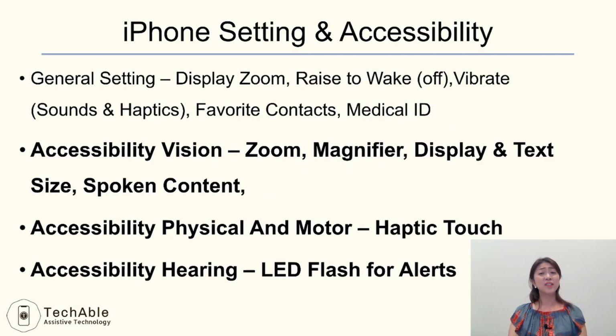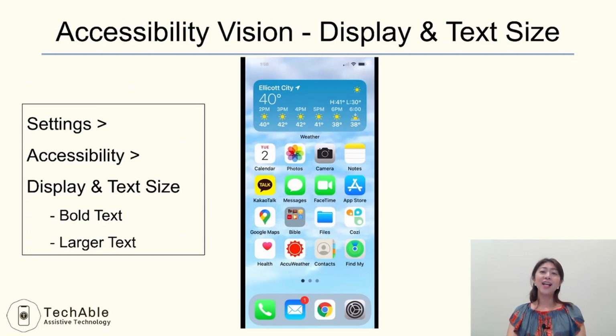Following from the previous video, today I'm going to go over some of the iPhone accessibility features that can be beneficial for seniors to use. The accessibility features that I'm going to cover are some under Vision, and then Physical and Motor, and under Hearing. Let's start with Display and Text Size under Accessibility Vision.